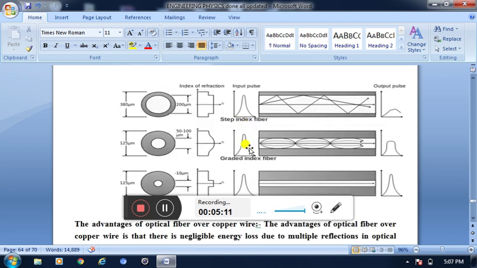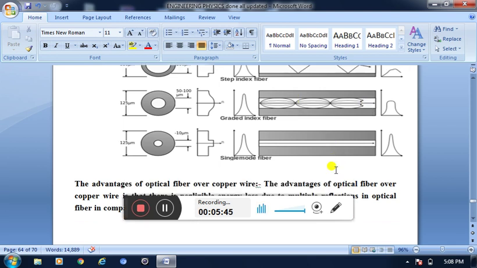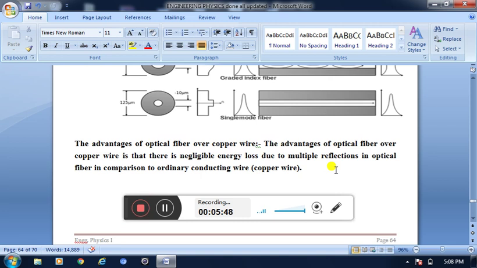Dear student, here we see the diagram of step index multimode fiber, step index single mode fiber and graded index fiber. As we discussed above, this is the single mode optical fiber, this is the graded index optical fiber, this is the step index optical fiber. Here only one light mode can travel, here more than one light mode travels, here a large number of light modes travel. This is all about the optical fiber.